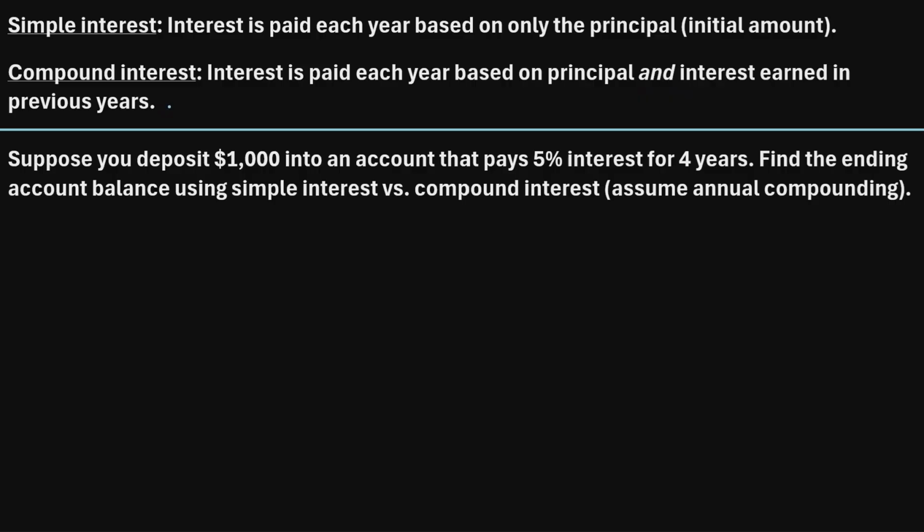So let's take a look at an example to really illustrate this difference. This says, suppose you deposit $1,000 into an account that pays 5% interest for 4 years. Find the ending account balance using simple interest versus compound interest. And let's assume that we're doing annual compounding, so we're compounding once per year. So let's take a look at a couple tables to look at the difference between simple interest and compound interest.